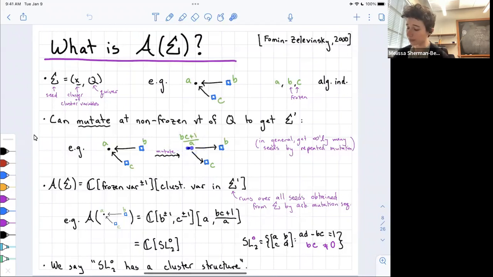And what is this new cluster variable? Well, it's completely determined by the neighborhood of my mutated vertex in the quiver. So I'm always going to put my old cluster variable in the denominator. So I have this A in the denominator. And then what goes in the numerator? Well, two terms. One term records the cluster variables pointing into A. That's B and C. And the other term records the cluster variables pointing out of A, and there are none of those, so my term is 1.